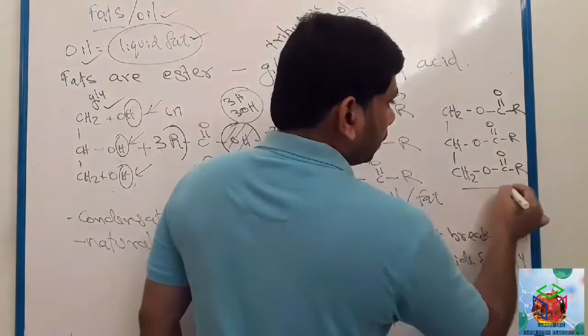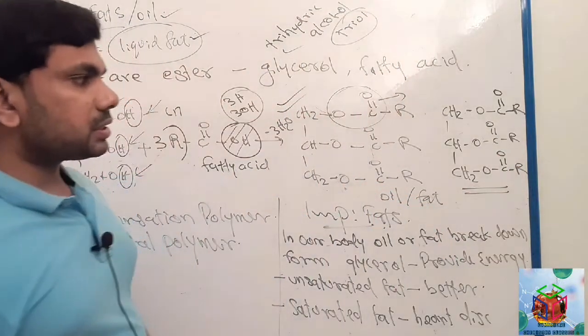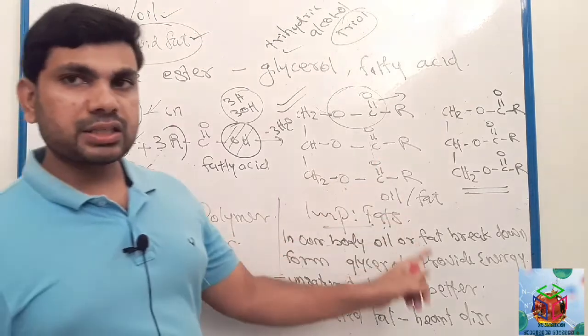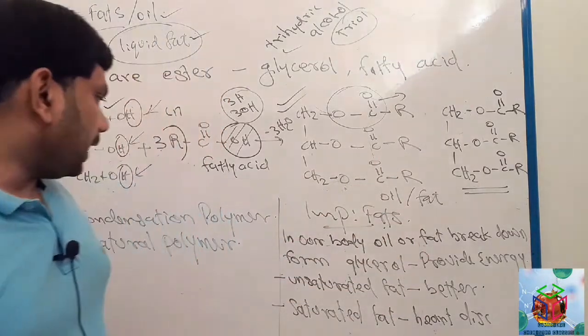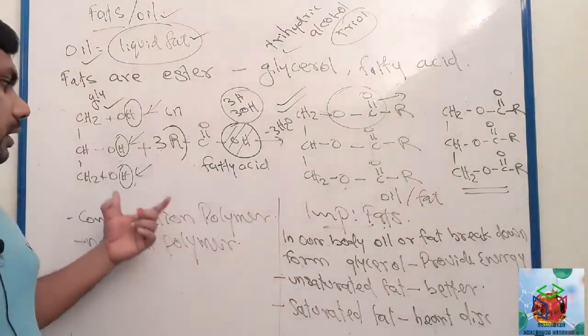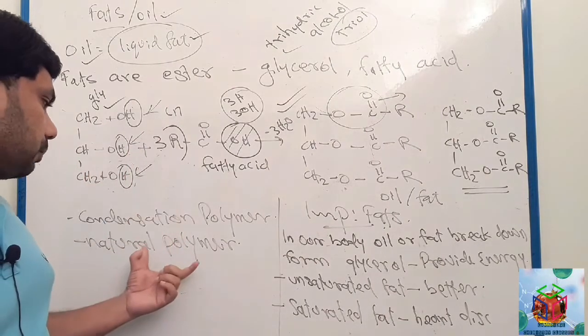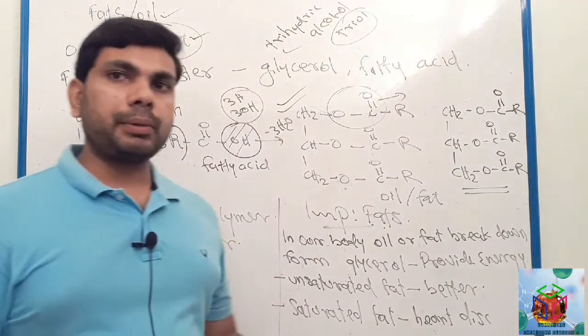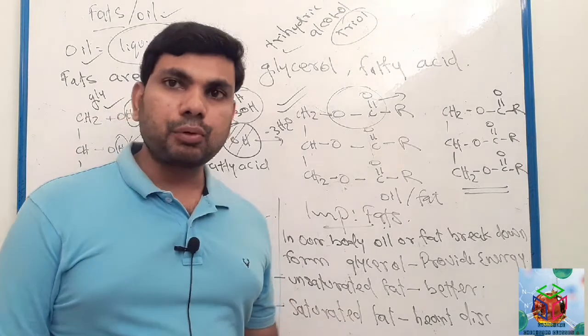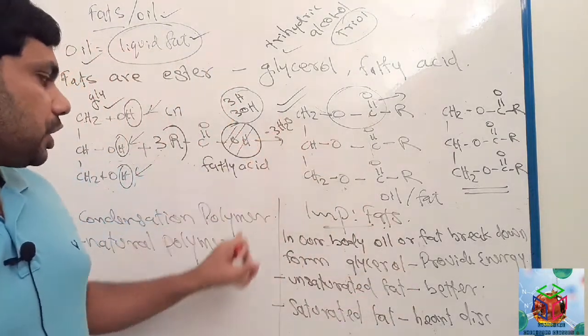Okay, so this is the same thing, oil or fat. Clear? Next one we have to discuss here. I told you before, this is a condensation polymer. Also it is a natural polymer. Oil or fat is a condensation polymer because a water molecule is eliminated, and it is a natural polymer.